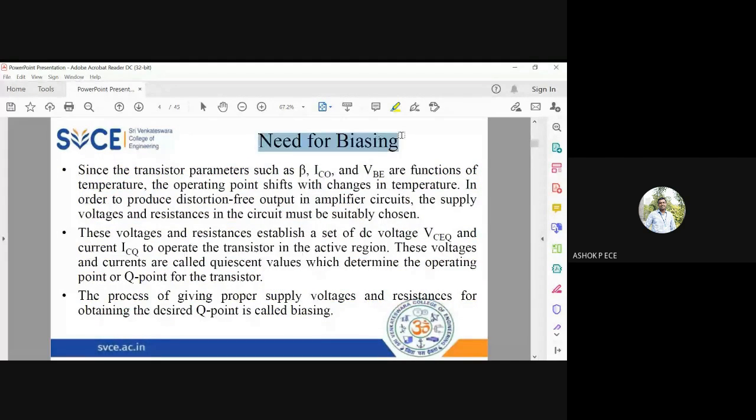Now, why is biasing needed for a transistor? As I told you, one of the three important parameters of a BJT is beta. Beta is the current gain. Can anybody say where this beta comes from? Where does this beta come, Rajapandi? Where have you seen this notation beta in a BJT?